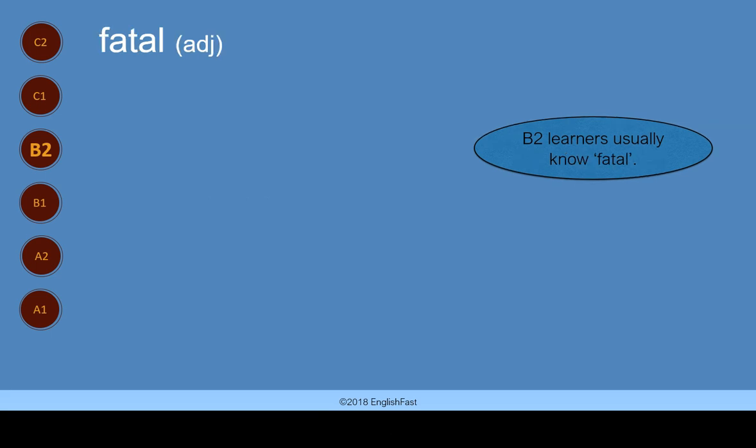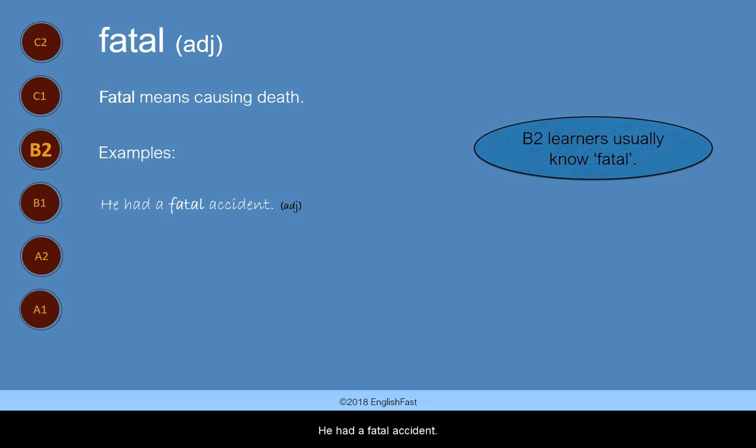Fatal. Fatal is an adjective. B2 learners usually know fatal. Fatal means causing death. Here are some examples. He had a fatal accident.